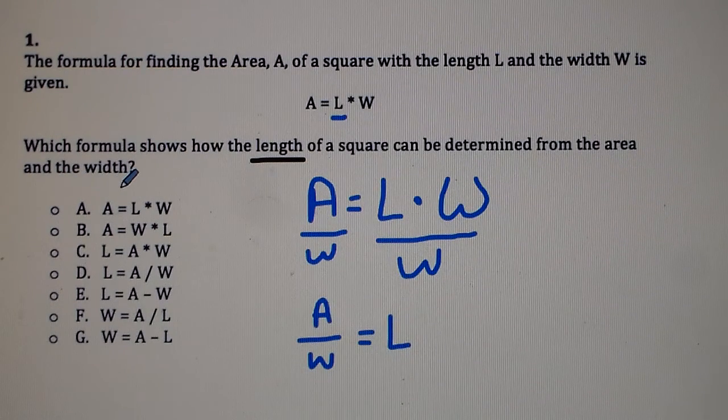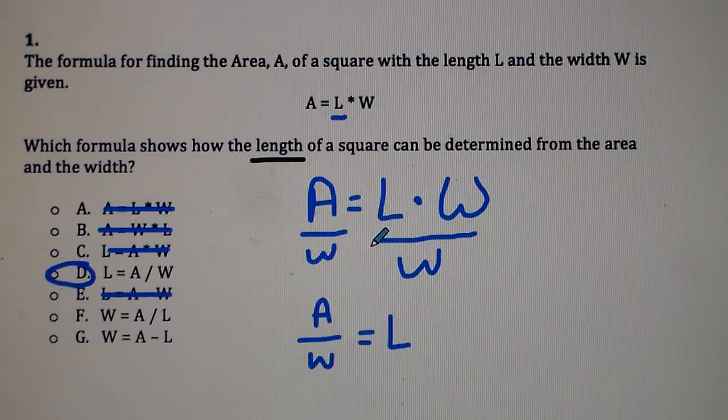So we look at our choices here. A is equal to L times W, no. A is equal to W times L, no. Length, which we're trying to get by itself, is equal to A times W, nope. L is equal to A divided by W, well, that's what we got here. So the answer here is D. And length is equal to area minus W, no. So that's the answer to number 1.